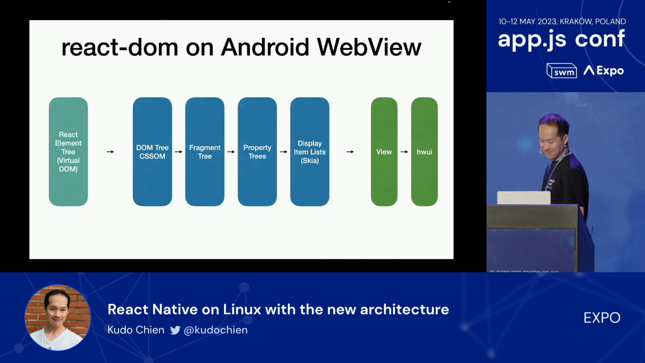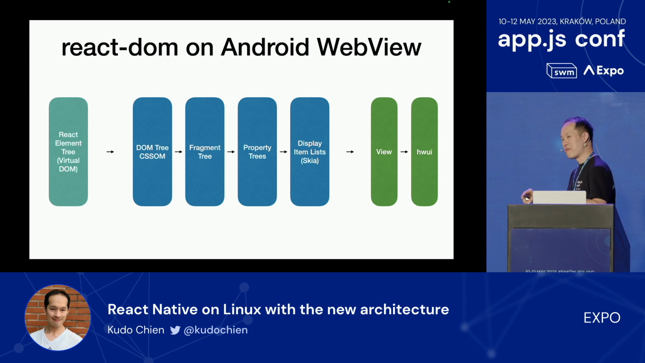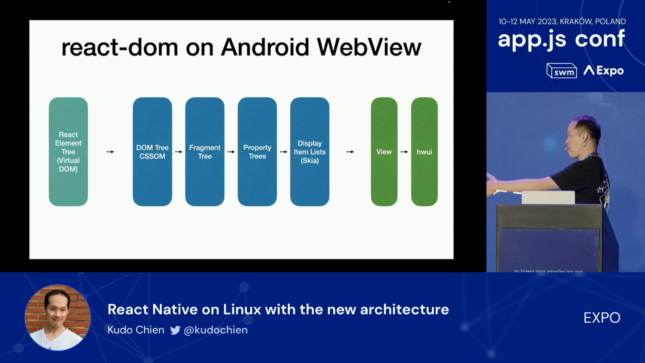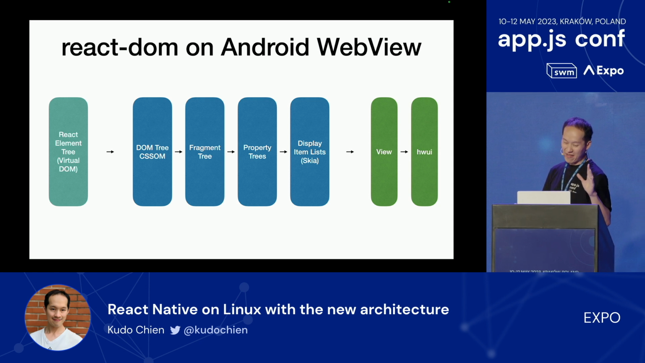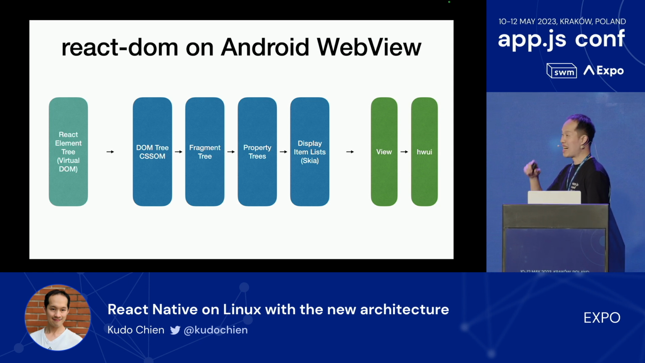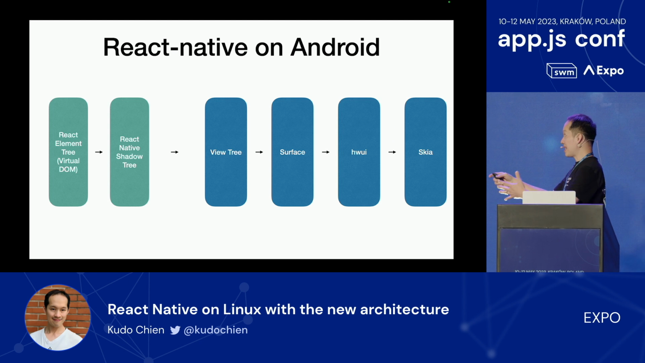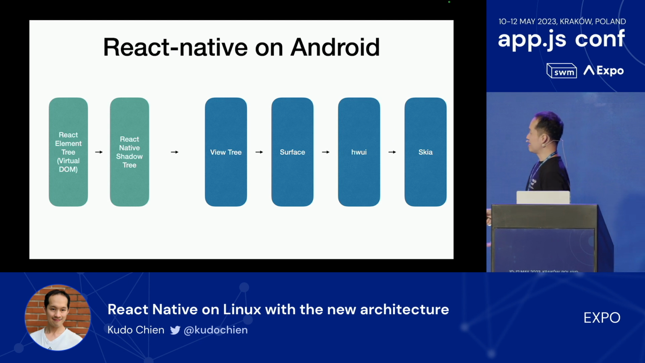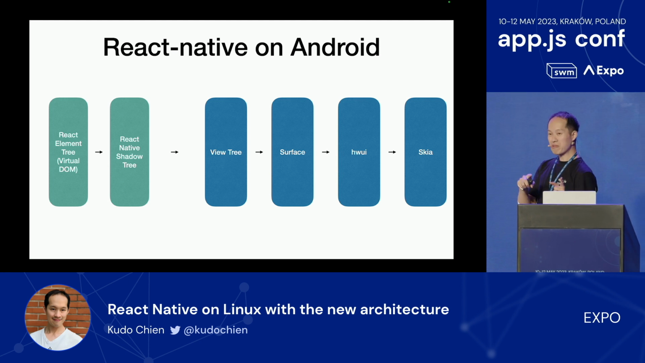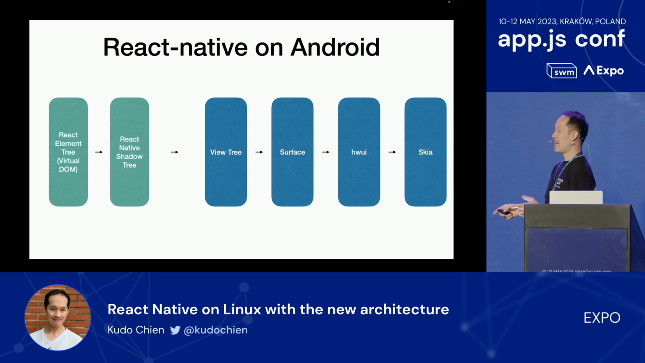So it's really complex. If you have React built on top of WebView, that's actually adding more layers. From the left-hand side, there is a React element tree, which is the virtual DOM. So there are a lot of steps, which explains why we have slowness on WebView. So what about React Native on Android? It's better, because we have an element tree, going to the React Native shadow tree, and the blue building blocks on the right-hand side are from the React Native rendering pipeline.